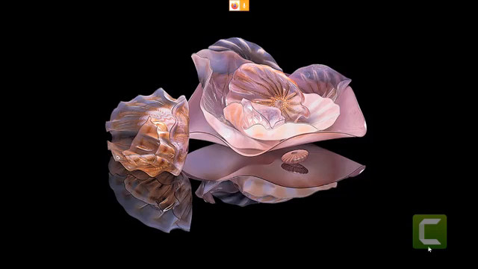And so here is an example of a blown glass work of art here. Very translucent, very elegant.